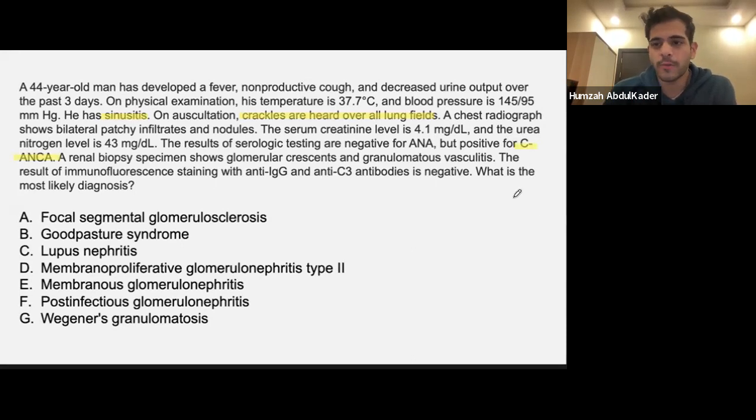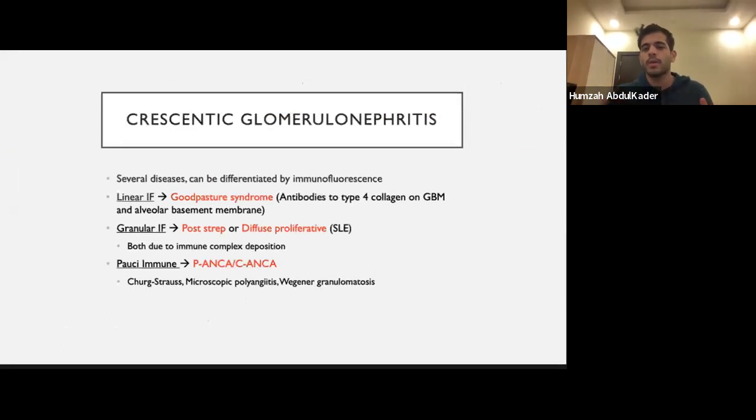But the thing that I want to focus on here is the second last line, the result of the immunofluorescence staining. When it comes to crescentic glomerulonephritis, it's very important to know the differences, because there are several diseases under that. If I go to this slide over here, there are several diseases that come under it. The way that you want to differentiate them is based on the immunofluorescence. For linear immunofluorescence, make sure you go back to your lectures and memorize the pictures of how they look.